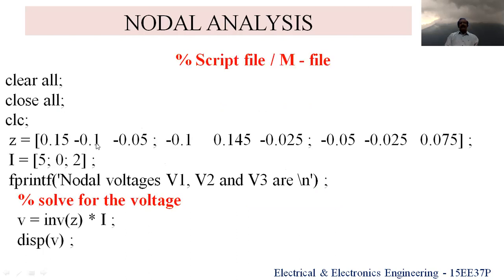So this is a simple way of solving the problem. Z is taken like this: 0.15, minus 0.1, minus 0.05, semicolon. This is V1, this is V2, and this is V3, and this is I. I have taken a printf statement for nodal voltages V1 to V3, with a new line. And I am solving the equation by using a simple command, V is equal to inverse of Z into I.